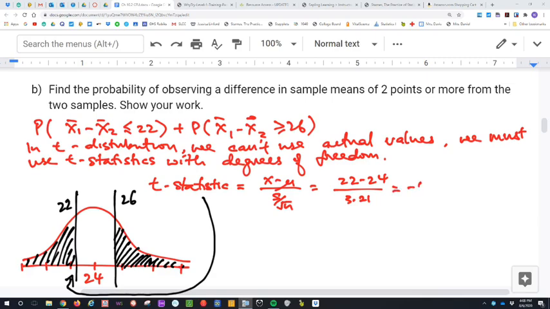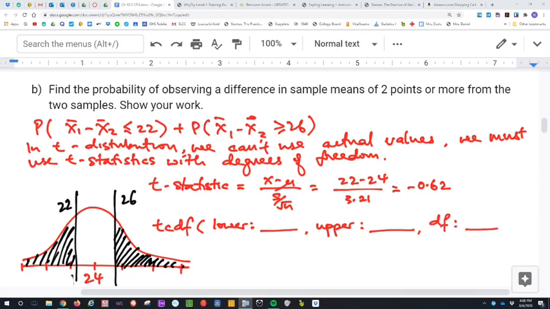All right, 3.21. And I should probably erase this. All right, then continue. So TCDF, we can go to TCDF. Instead of 4 things like the normal CDF, TCDF is referring to the T distribution, but there are only 3 things you need. You need the lower bound, the upper bound, and the degrees of freedom.